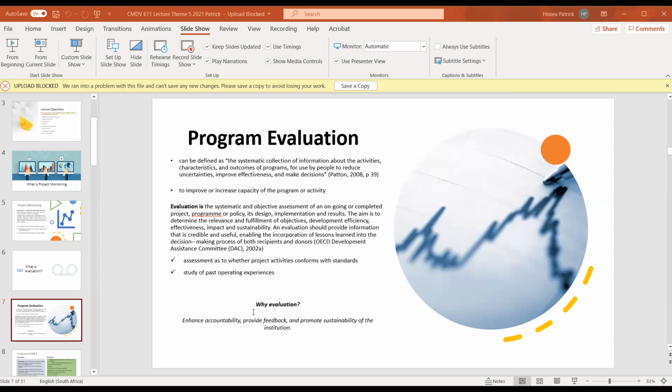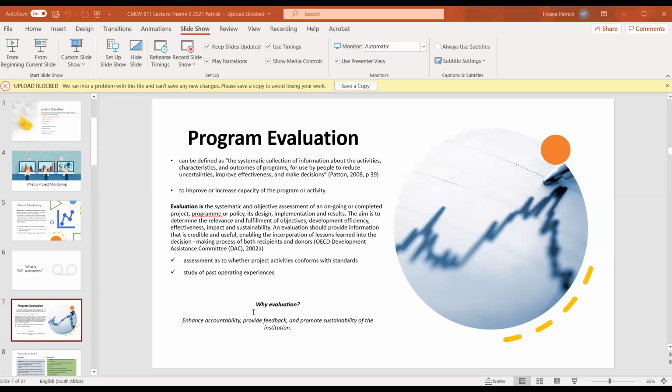Yes, any other contribution on the difference between monitoring and evaluation? That's one of the differences that has been raised now. Evaluation is done by external bodies. Monitoring is mostly done by the internal personnel of a project.